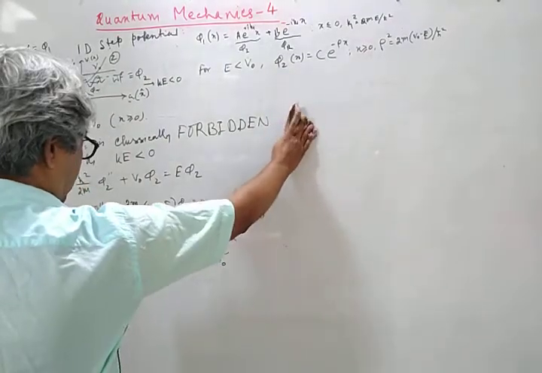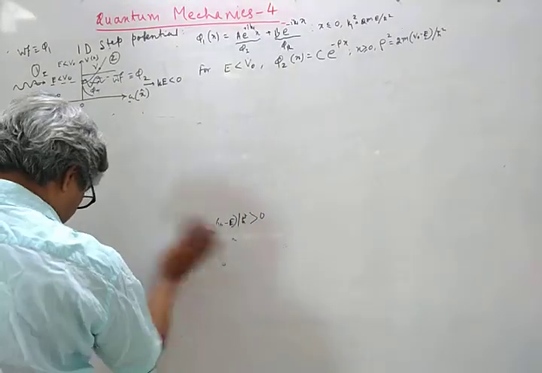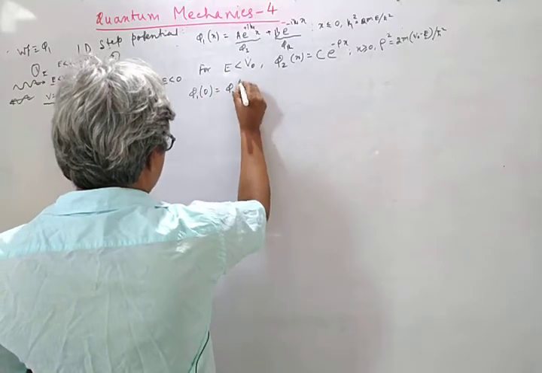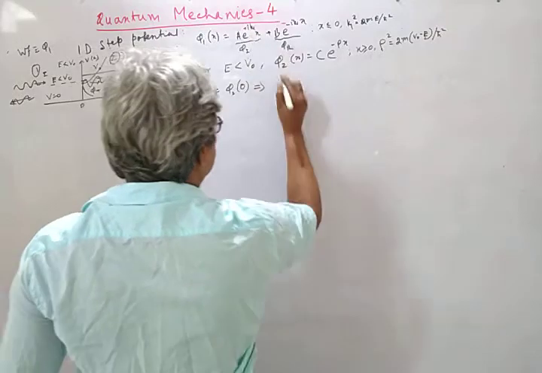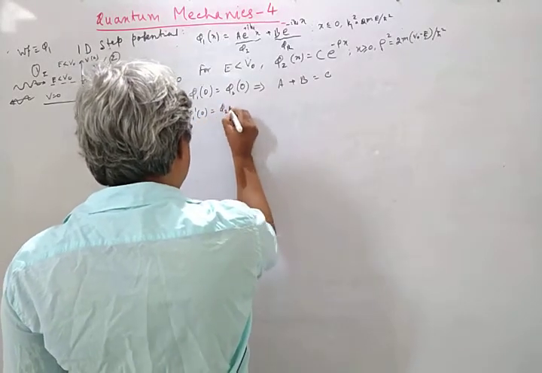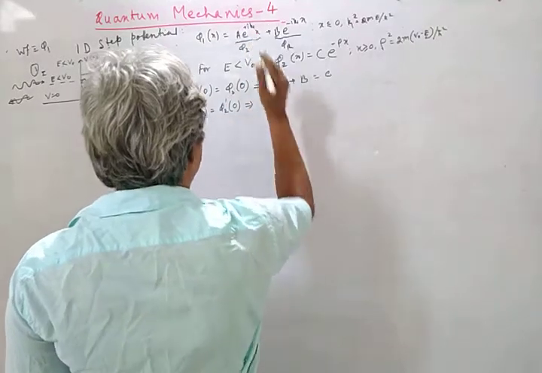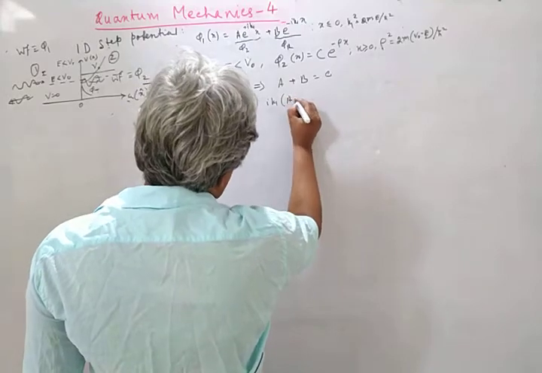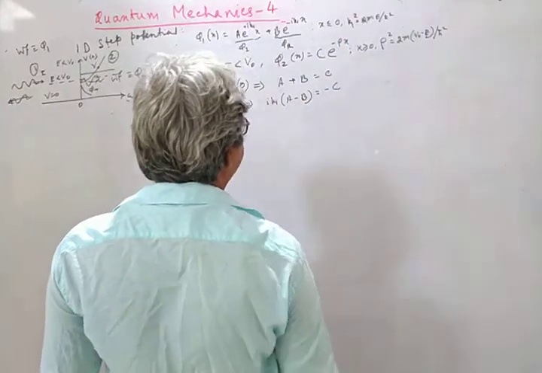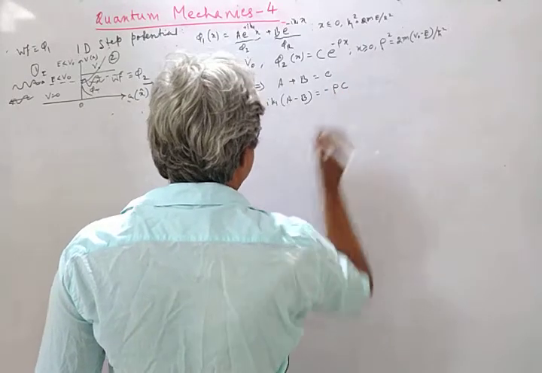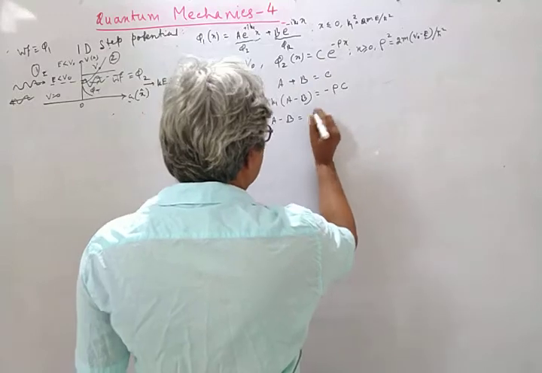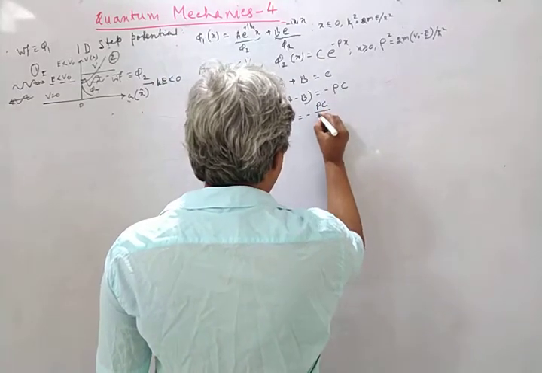Now let me again apply the boundary conditions. The first boundary condition is the continuity of the wave function at x equal to 0. The continuity of the wave function, phi 1 at 0 equal to phi 2 at 0, gives you A plus B is equal to C. And phi 1 prime at 0 equal to phi 2 prime at 0 gives, from this side, i k1 (A minus B) is equal to, if we differentiate this, minus rho C, or I can write A minus B is equal to minus rho C by i k1.